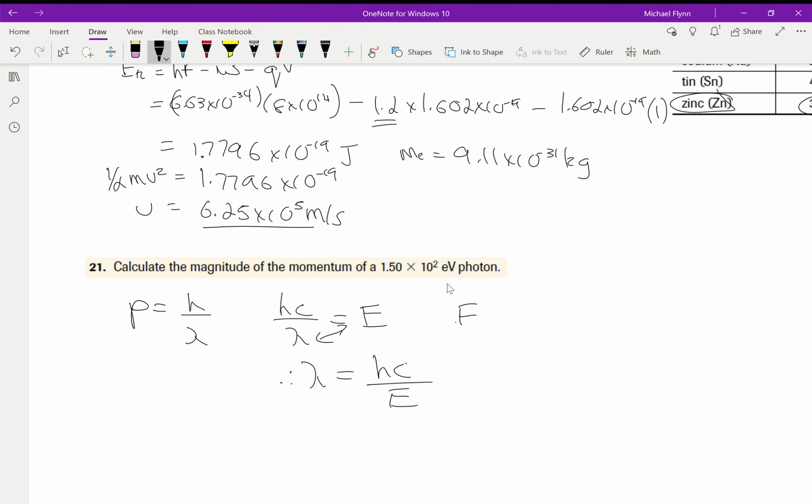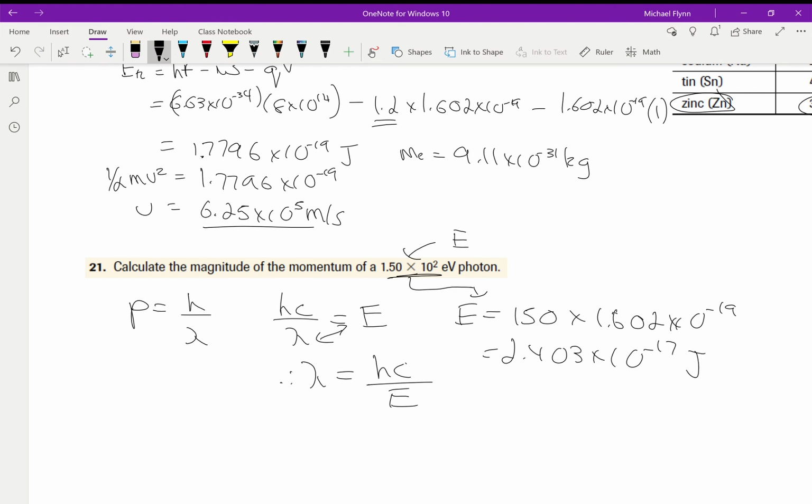The energy is equal to 150. That's this number here. That is your energy, right? It's 150 eV, so we must convert to joules. So let's do that first. 150 times 1.602 times 10 to the negative 19 equals, okay, and I get 2.403 times 10 to the negative 17 joules.